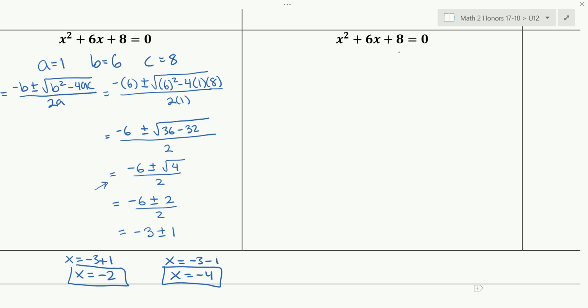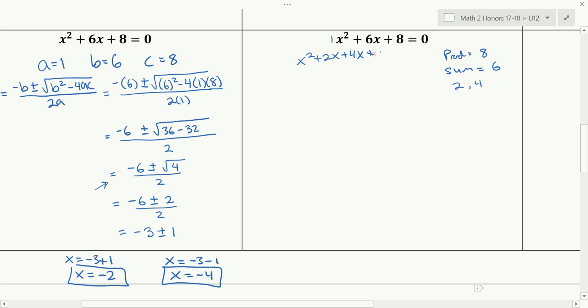So what we said is we're looking for two numbers whose product is 1 times 8, or they say A times C, because now you know what A and C are, and whose sum is B, which is 6. 2 and 4. And so then we break this from three terms to four terms: x squared plus 2x plus 4x plus 8 equals 0. And then we factor by grouping.